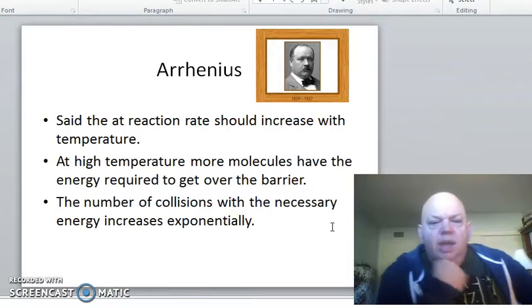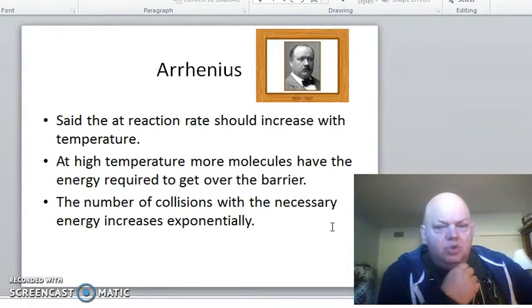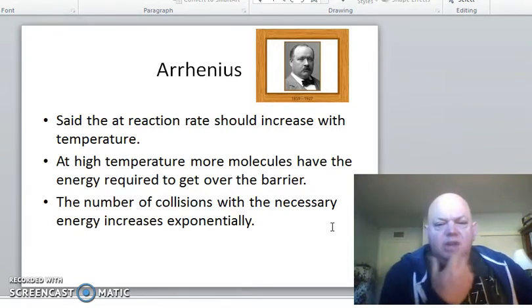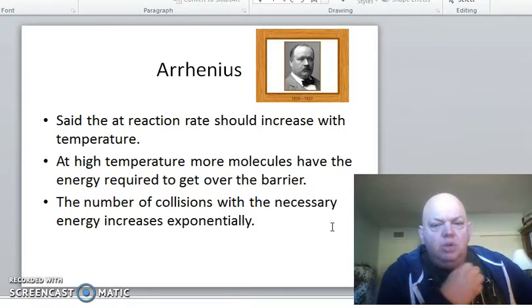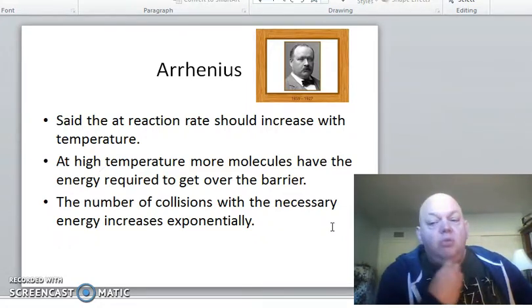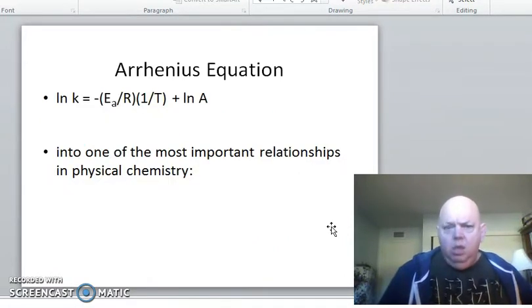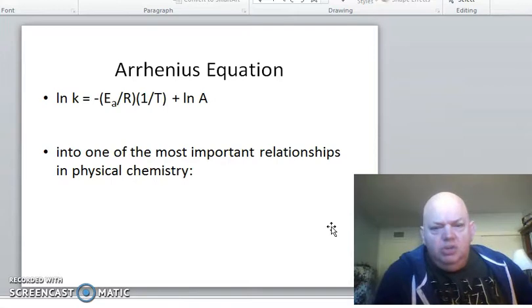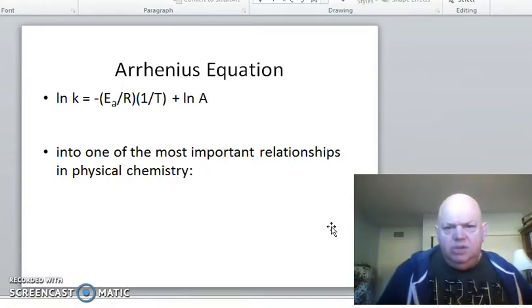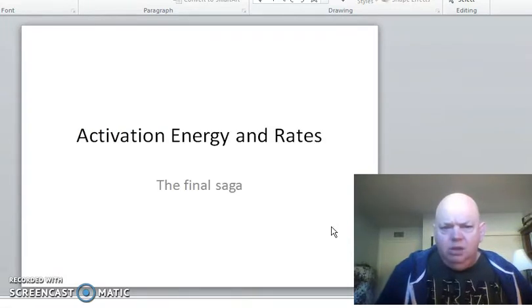Arrhenius said that the reaction rate should increase with temperature. It makes sense because at a higher temperature, more molecules have the energy required to get over that barrier. And the number of collisions with the necessary energy is going to increase exponentially. Mathematically, it sounds perfectly normal. So this is the Arrhenius equation. It's one of the most important relationships in chemistry. I'm not going to worry too much about the Arrhenius equation here. It's not a big deal, so I'm not going to panic.